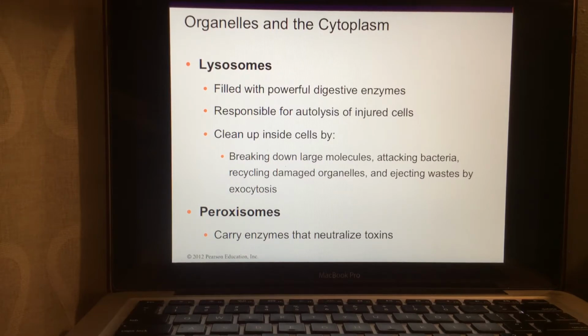Peroxisomes are smaller than lysosomes, and they carry a different kind of enzymes that will neutralize toxins. They can break down fatty acids and free radicals, and they're really, really important. They replicate through division.